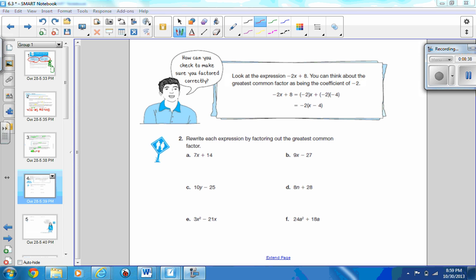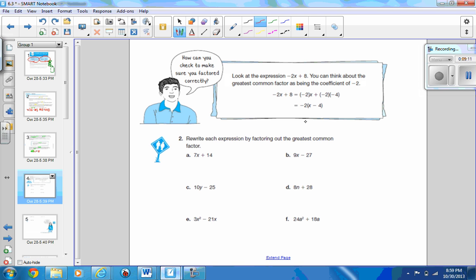Okay, so let's take a look here. Look at the expression negative 2x plus 8. You can think about the greatest common factor as being the coefficient of negative 2. So in negative 2x plus 8, you can take out negative 2 because two negatives make a positive. So think about that. You have a positive 8 there. So if you factor out negative 2, the other factor has to be negative 4.